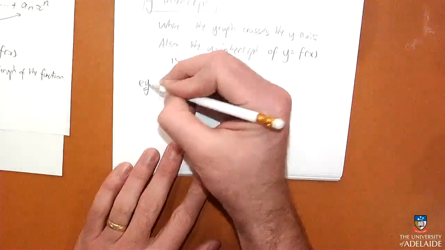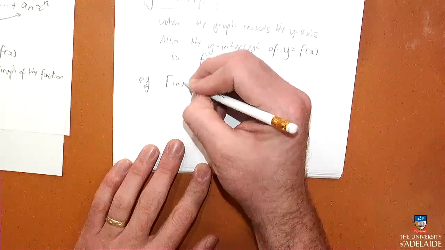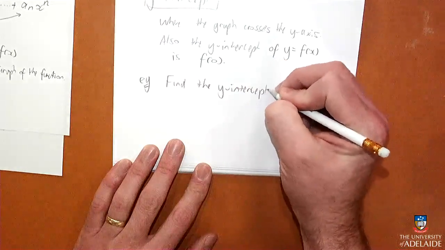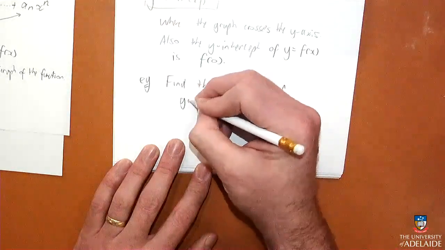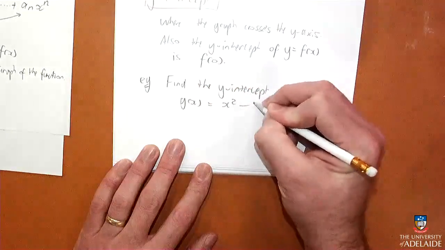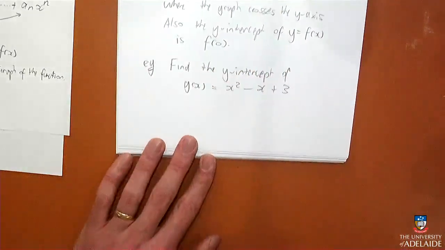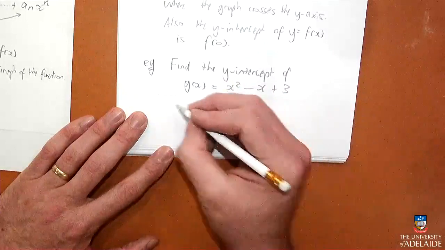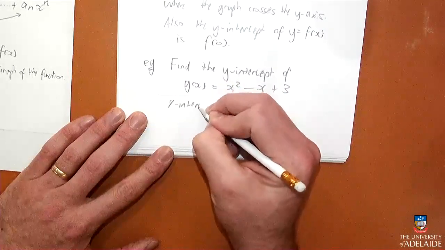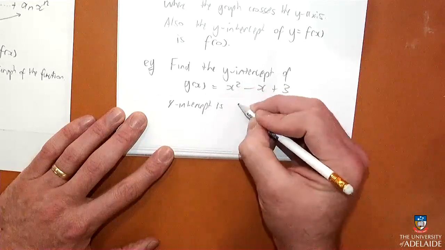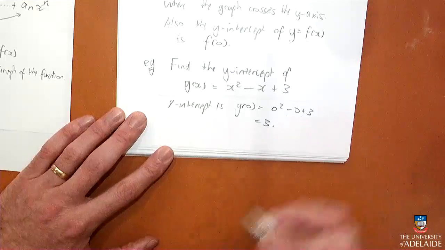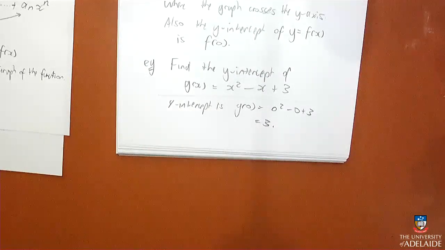So, for example, find the y-intercept of, I'm going to give it a different name today, g of x equals x squared minus x plus 3. Well, the y-intercept is g of 0, which is 0 squared minus 0 plus 3, which is 3. So that means that when I draw the graph, it will cross the y-axis at the place where y is 3.